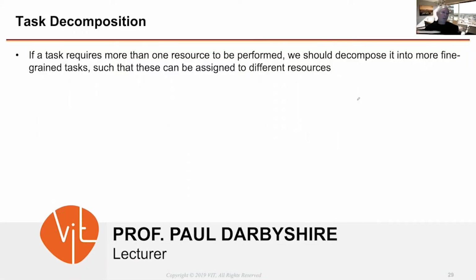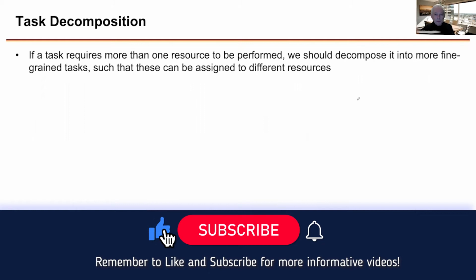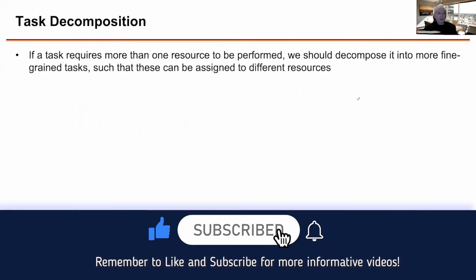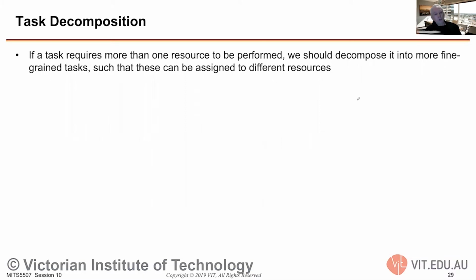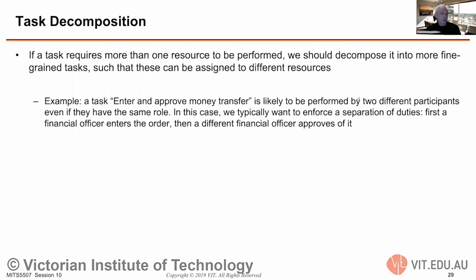So if a task requires more than one resource to be performed, we should decompose it into more fine-grained tasks, where each one of those tasks can be assigned to a different resource. As an example, we might have a task called enter and approve a money transfer.